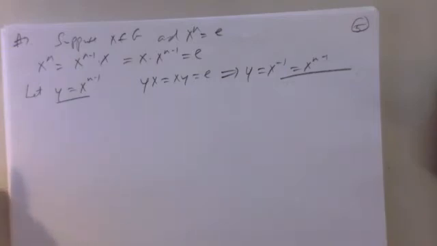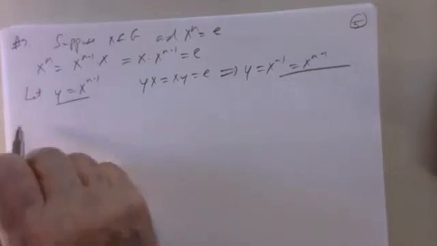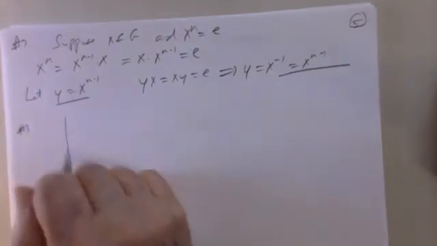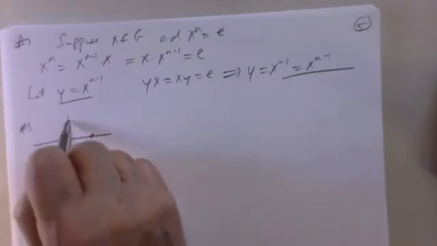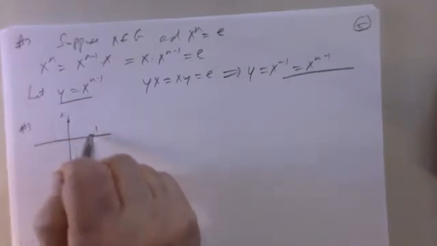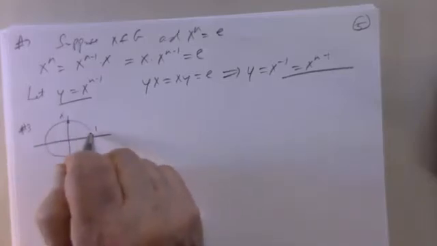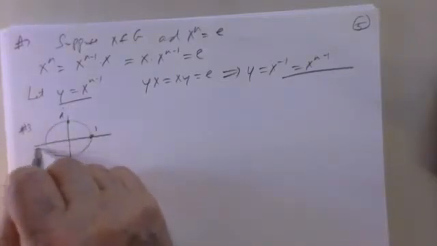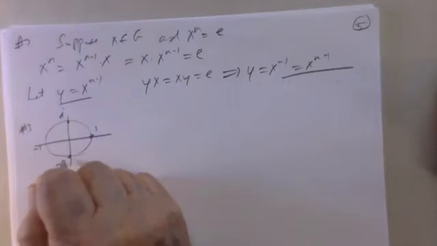Could you do 3? Okay, so number 3, in the complex plane, this is 1. These are points on the unit circle: 1, I, minus 1, minus I.